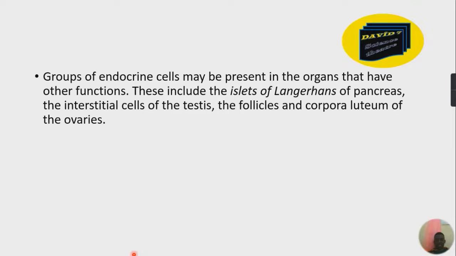We are still continuing with the endocrine system. Groups of endocrine cells may be present in organs that have other functions. These include the islets of Langerhans of the pancreas, the interstitial cells of Leydig of the testes, the follicles, and the corpus luteum of the ovary. All these are just endocrine cells embedded within organs which have other primary functions.